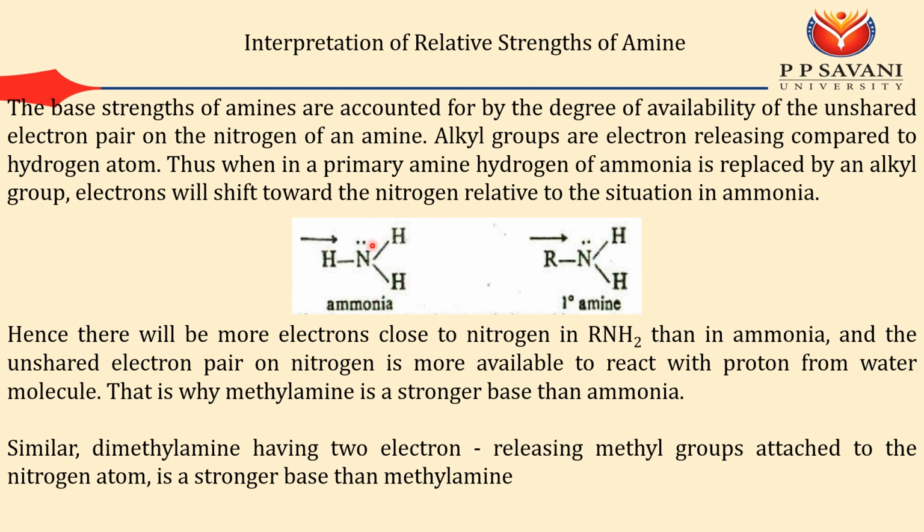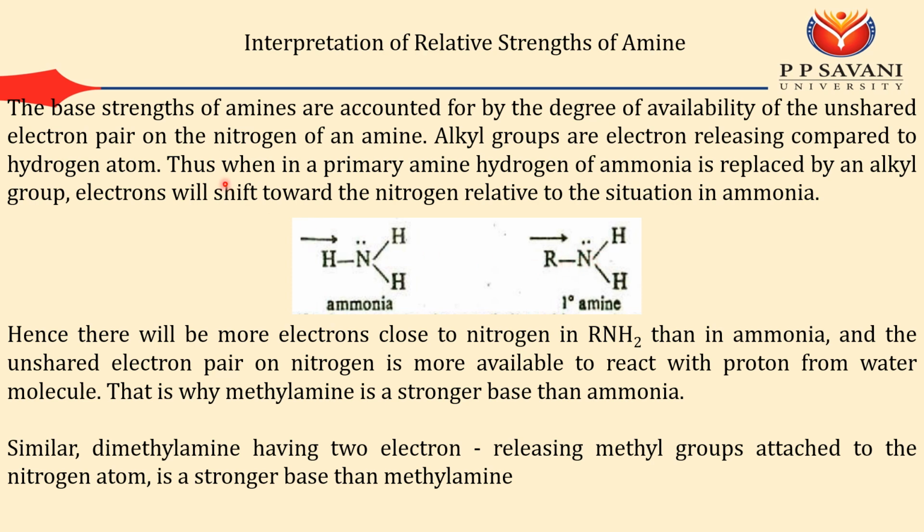If I am comparing ammonia and primary amine, the primary amine contains one alkyl group. Due to this alkyl group, electrons are donated to the nitrogen. Hence, on nitrogen, the basicity is increased. The basic strength of an amine accounts for the degree of availability of the unshared electron pair on its nitrogen. Alkyl groups are electron releasing compared to the hydrogen atom. This is the important thing, because they have a tendency to donate electrons.